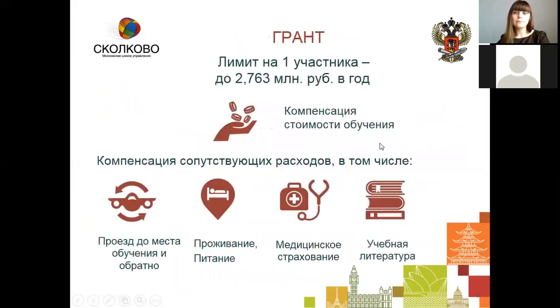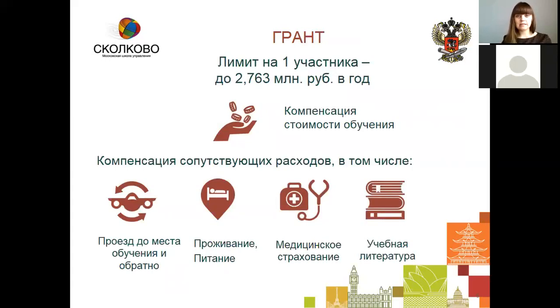Все еще та же сумма, которая была изначально, выделяется 2 763 600 рублей максимум в год на человека. Строго половинку вы можете потратить исключительно на tuition fees, вторая половинка на living expenses. Но что хорошо, вторую половину, то есть 1 381 800 рублей, вы можете тратить абсолютно как хотите. Та часть, которая идет на living expenses.